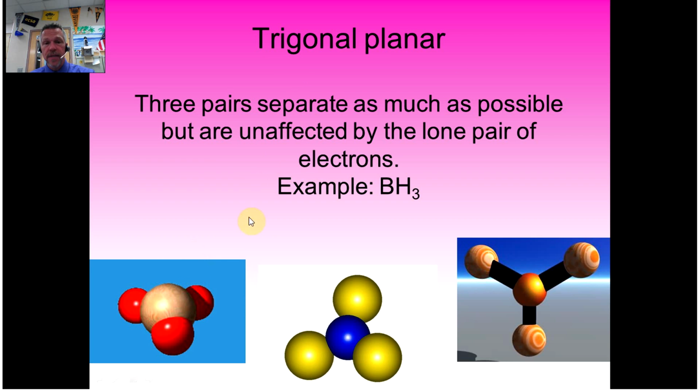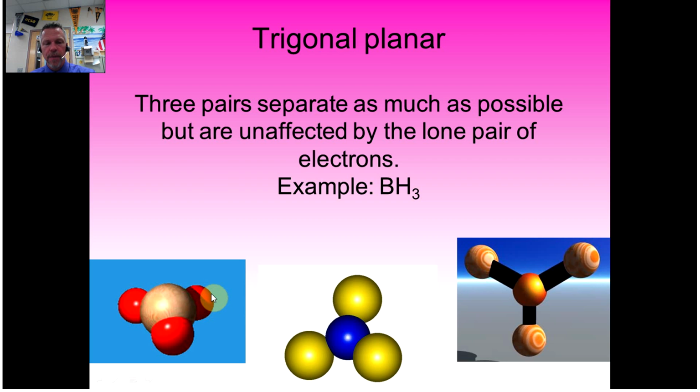In this case, there is a single unshared non-bonding pair of electrons, but it doesn't affect the way these 3 covalent bonds distribute themselves around the molecule. So the result is that it's a planar molecule. In other words, it lies in a single plane.